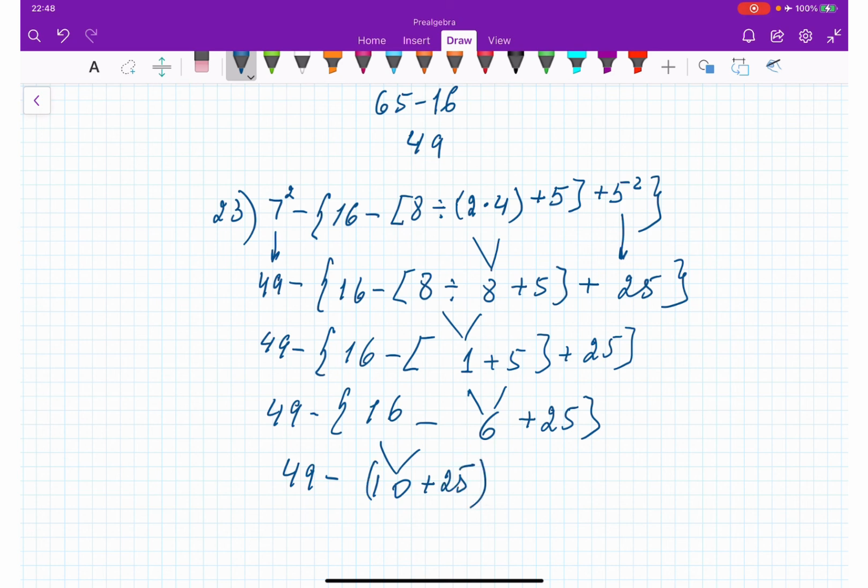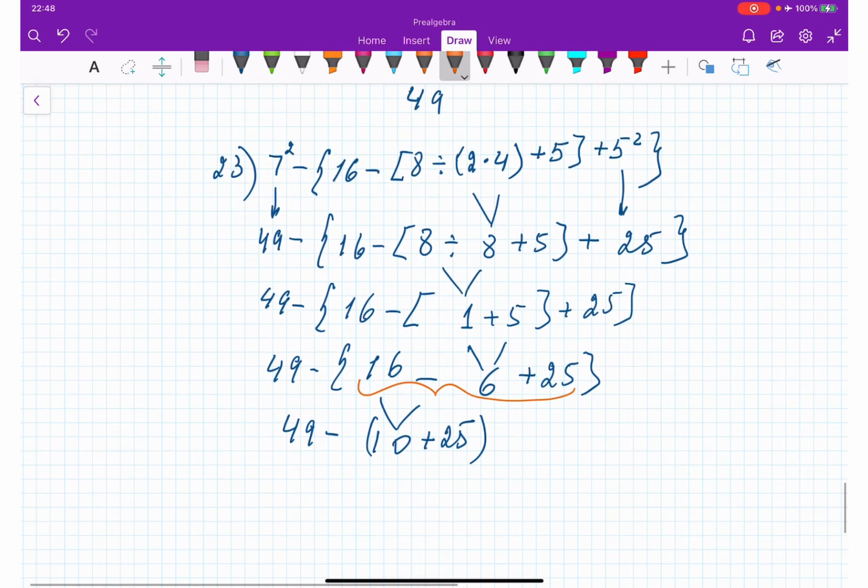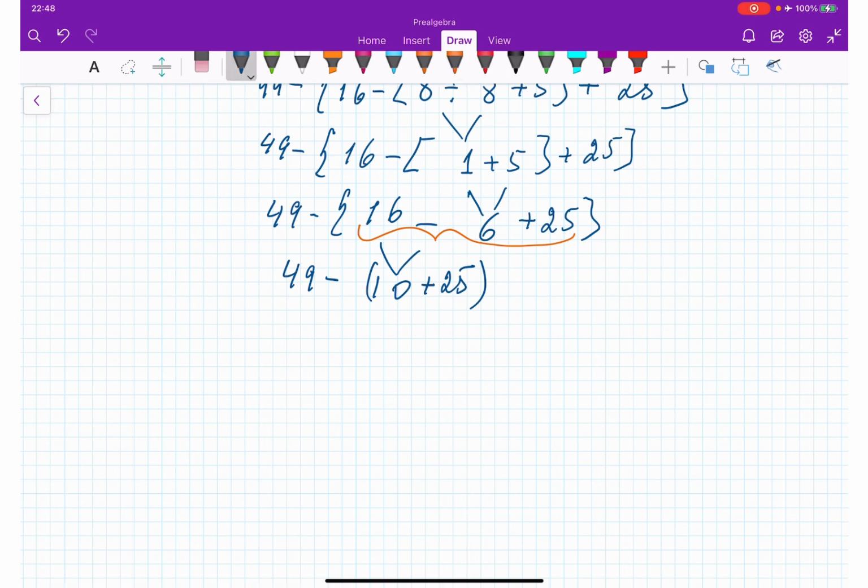These two put in parentheses because we need to solve everything that is inside, only then go to outside. So here it's going to be equal 49 minus 35. And it's going to be equal here 14.